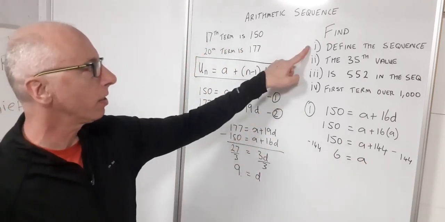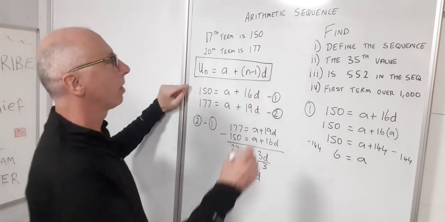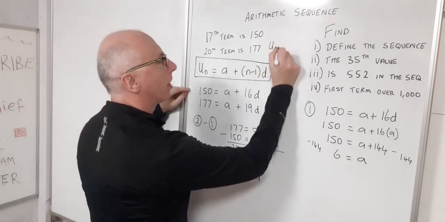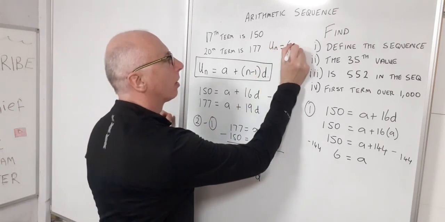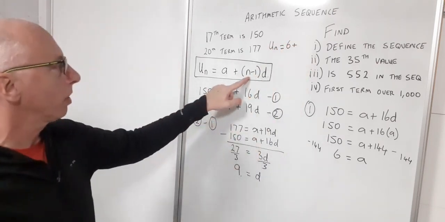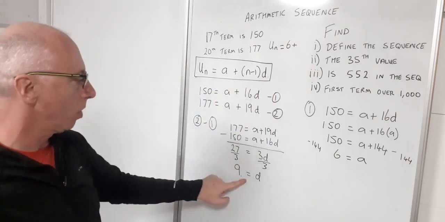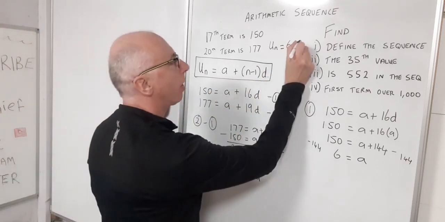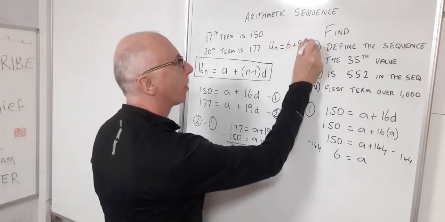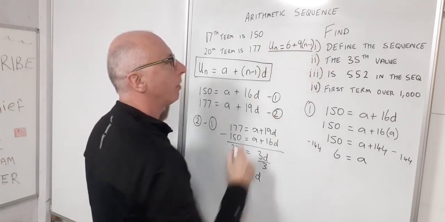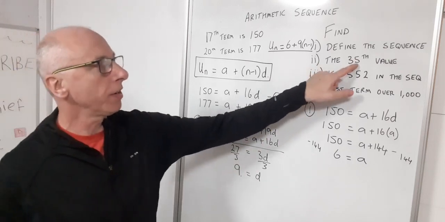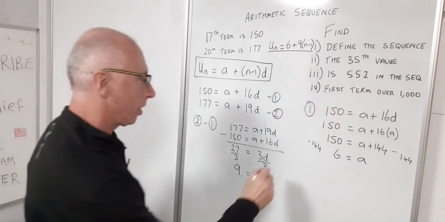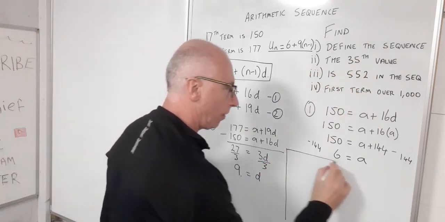So to define the sequence, I can write Un equals 6 plus n minus 1 times D, so n minus 1 times 9. So plus 9 times n minus 1. So that's my solution to part 1. Now part 2: find the 35th value. So, okay, let's box these off.